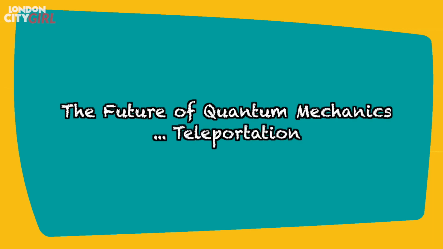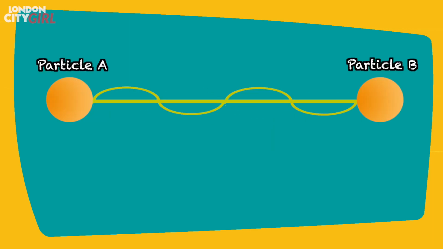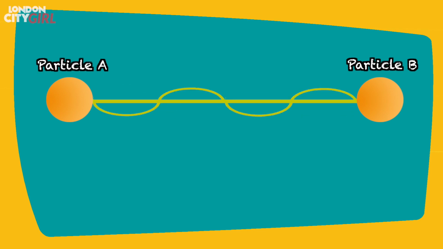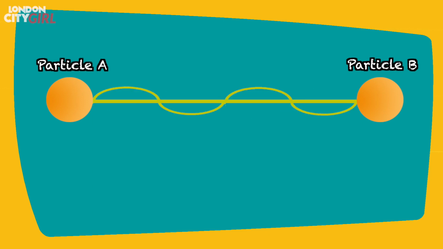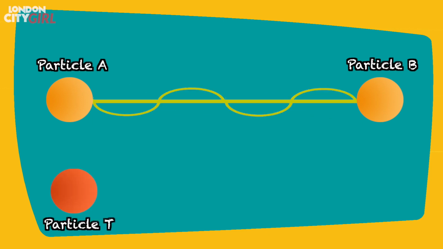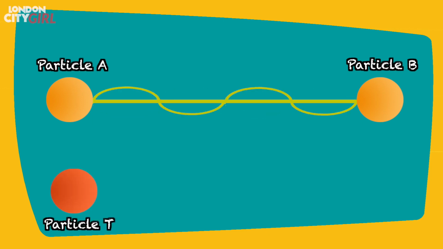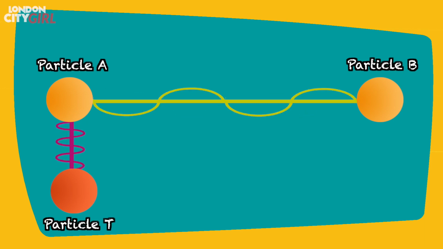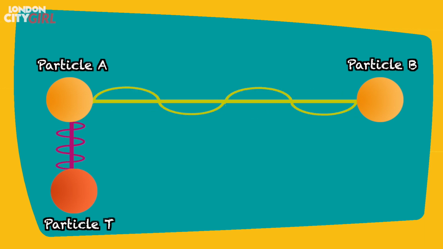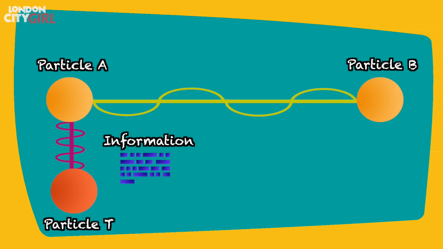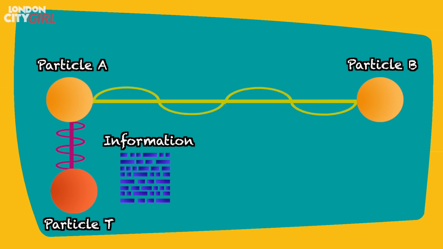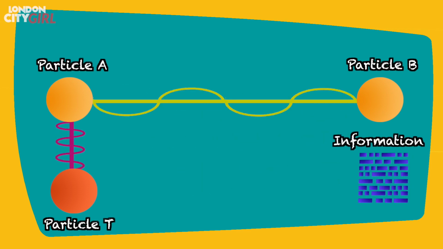The future of quantum mechanics: teleportation. Using quantum entanglement, scientists have been able to teleport particles. Two particles are entangled and separated by a large distance. A third particle, particle T, is brought in, and this is a particle that we want to teleport. This particle T interacts with particle A, and we learn how the quantum state of particle T relates to particle A. This information is then sent across to where particle B is kept.